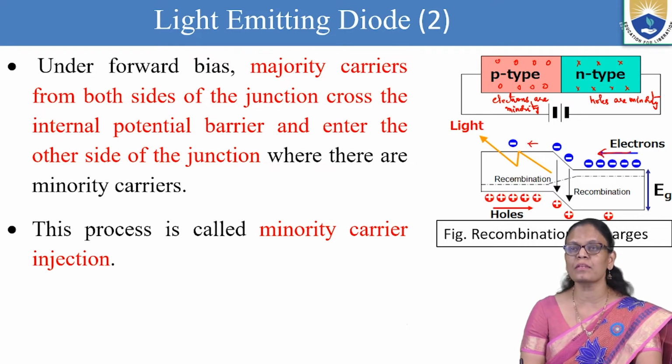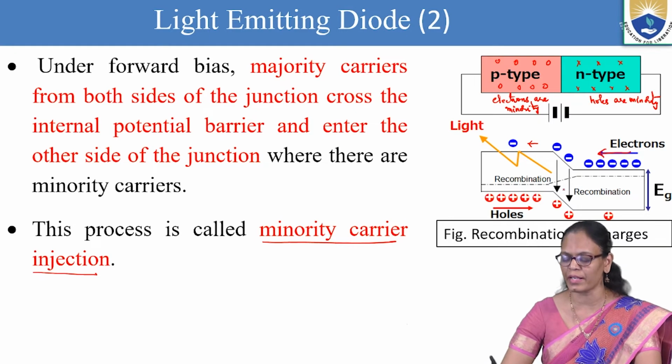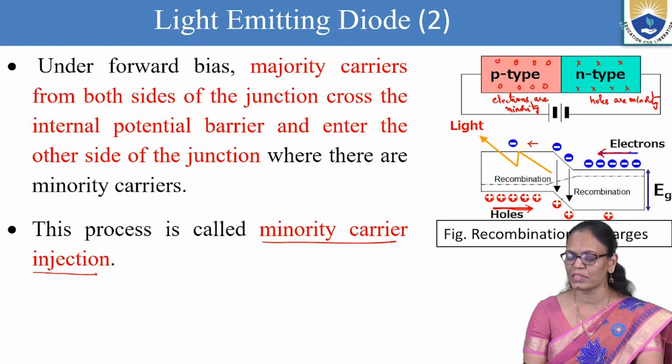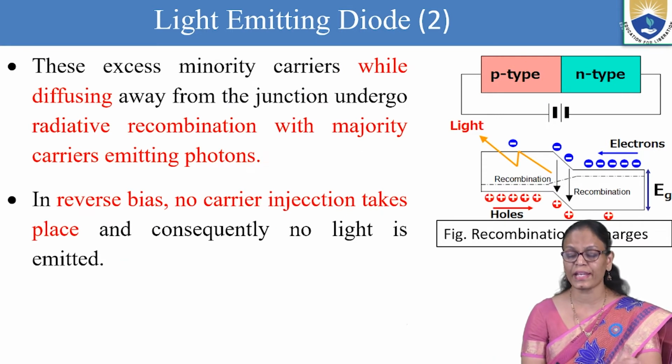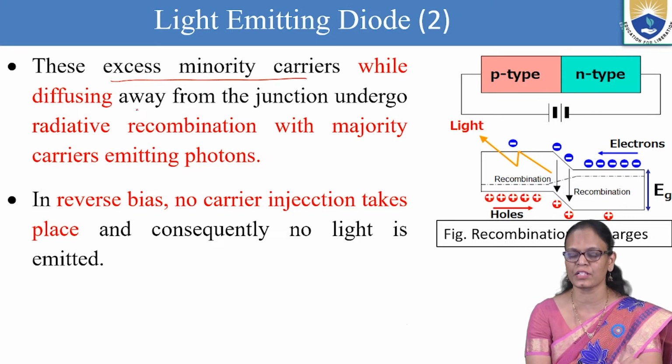Now, when we see the movement of electrons from the N side to the P side, whatever is in minority here is being injected onto the P side. So the electrons which are in minority on the P side are being injected. We call it minority carrier injection. The same way on the N side, holes are being injected. So there is movement of holes. This we call minority carrier injection.